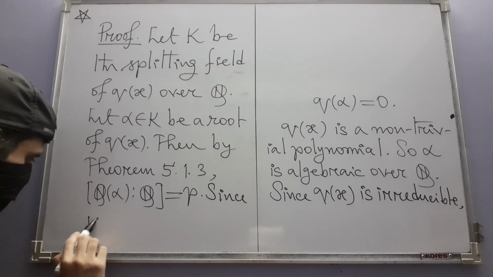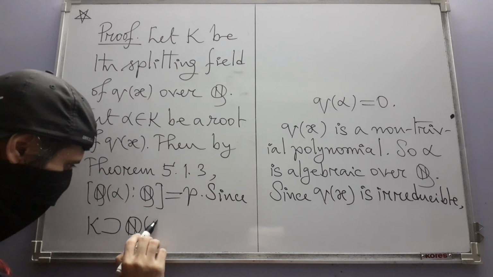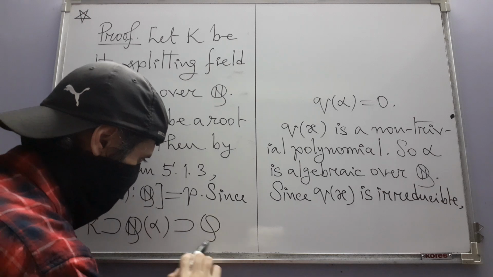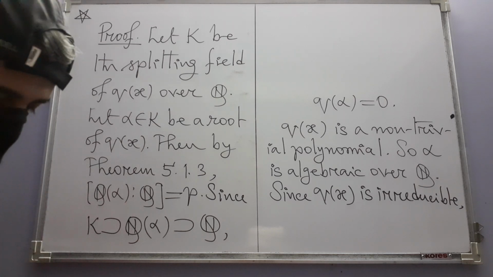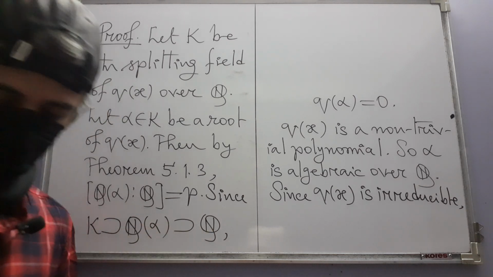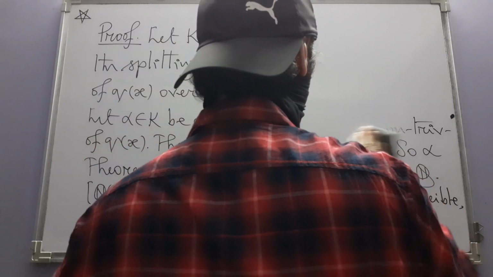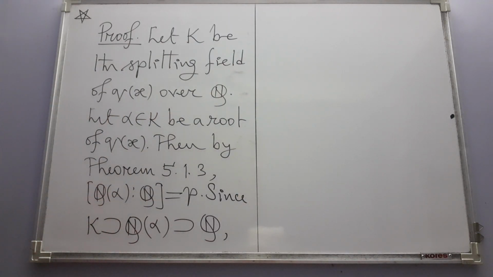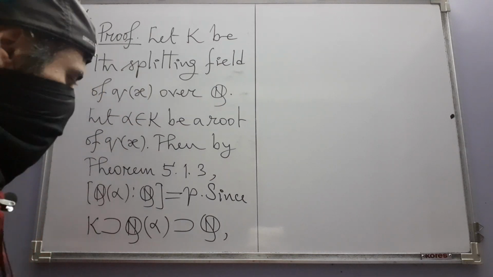Fine. Now we have next this thing, since K is having the extension Q(alpha) as a subfield, and this of course contains Q, it follows from the very first theorem of field extensions that the degrees of these things are related by an equation. And that is, I think, Theorem 5.1.1. It should be 5.1.1. Yes.